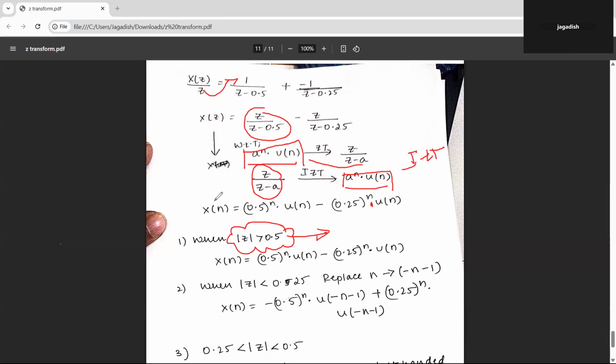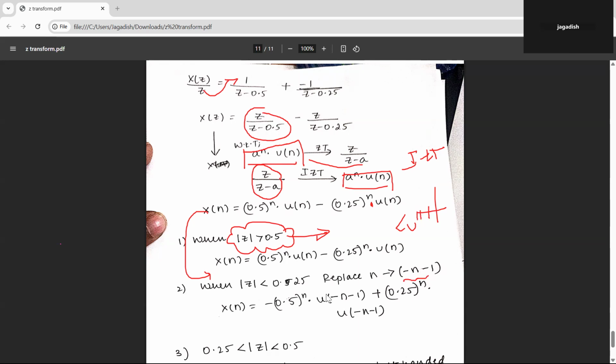So what you have to do, you have to write the equation the same. Whenever z is greater than 0.5, the equation remains the same for every case. Whenever it is lesser than 0.5, you have to replace n with minus n minus 1. Do remember it, because it will become a left-handed sequence. So you have to replace n with minus n minus 1.